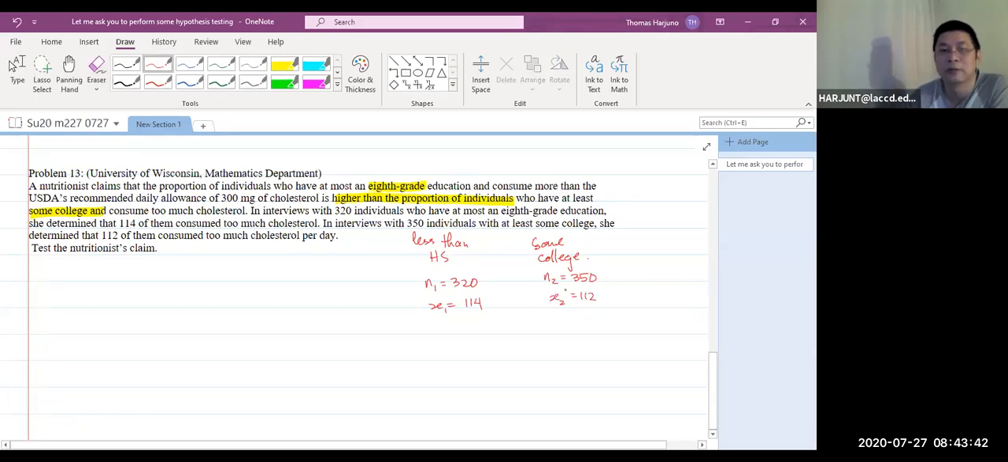Now then, the question is p1 greater than p2? That's the claim, right? Yeah, that's the claim. It's higher, so this is the claim. Okay. Then step 1, the proportions of the claim. Claim: the proportion. Wow, this is a long sentence, huh?